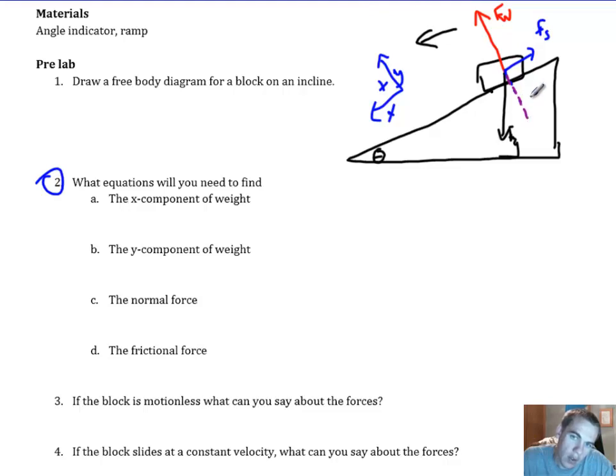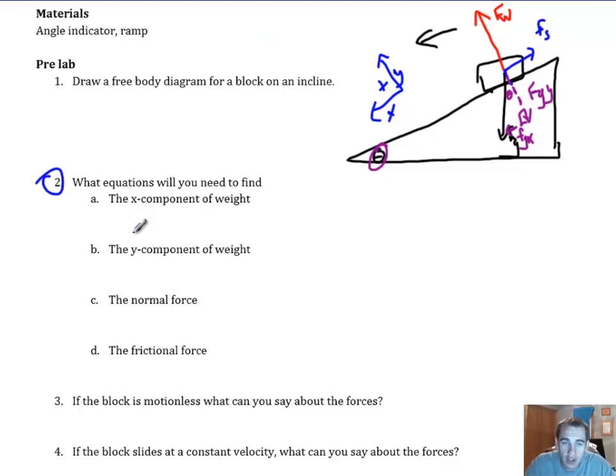And so this is FGY. It pulls this way. And this is FGX, and it pulls down the incline. This is a 90-degree angle because it's our x and y forces. Now, the angle theta right here is also the angle theta right here, and you can prove that using similar triangles if you'd like, but you can just assume it. Those two angles are the same.